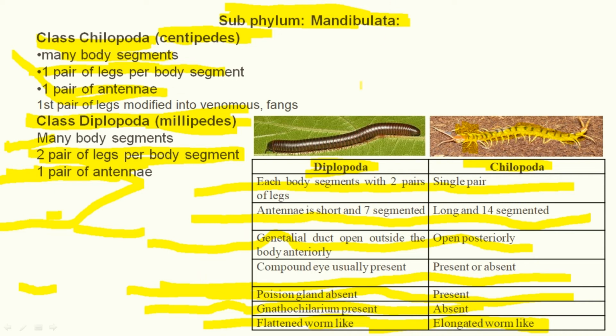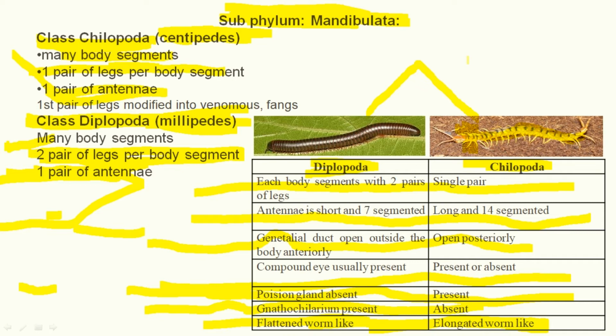So what are the major differences? You can easily understand from the picture. First, coming to their body segments. Body segments are similar in both cases, but in case of Diplopoda, each segment contains two pairs of legs, but in case of Chilopoda, they have only a single pair of legs.